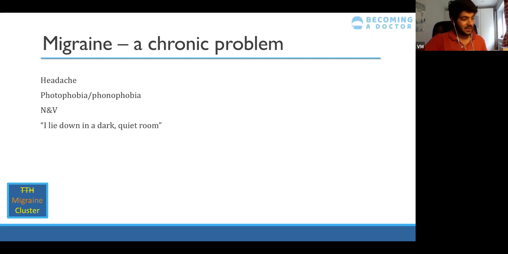And a really classic line that migraine patients will say is that I'd like to lie down in a dark, quiet room, and that's their way of dealing with it. So if you see that in any of your clinical vignettes, or if the patient says it in OSCE, think migraine.